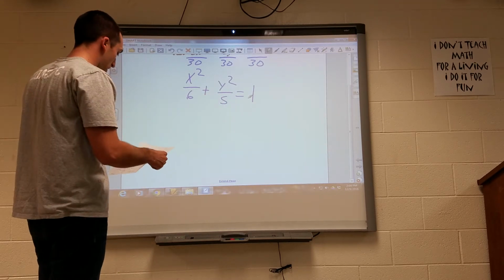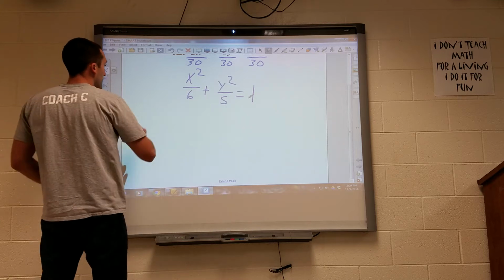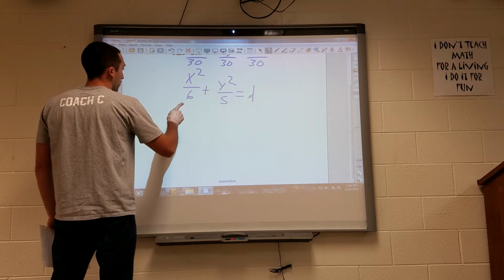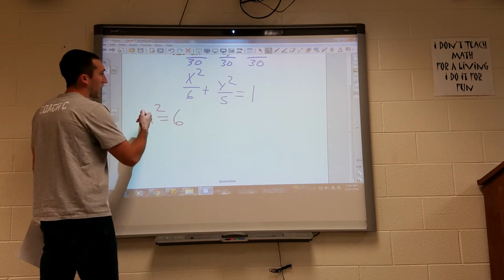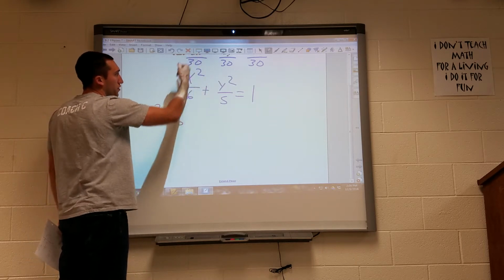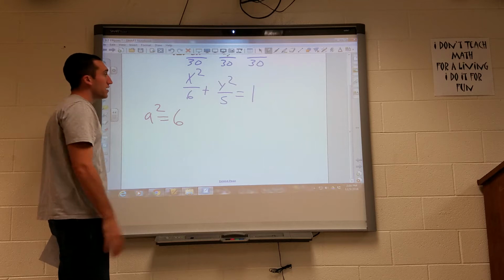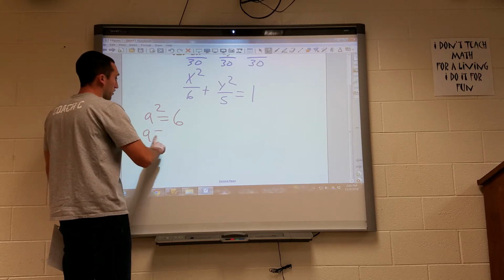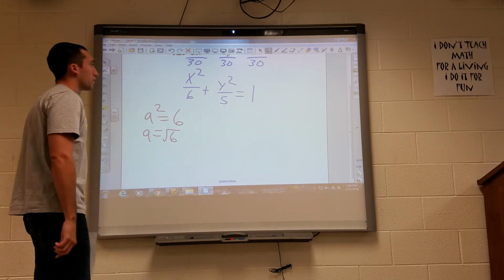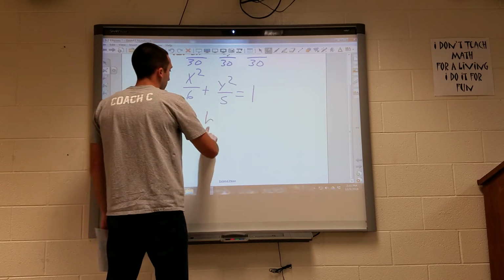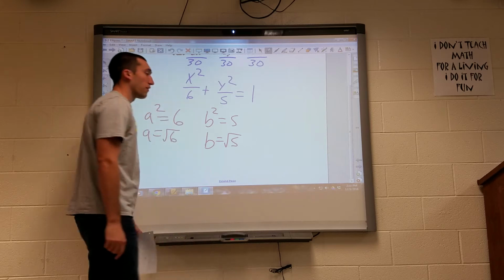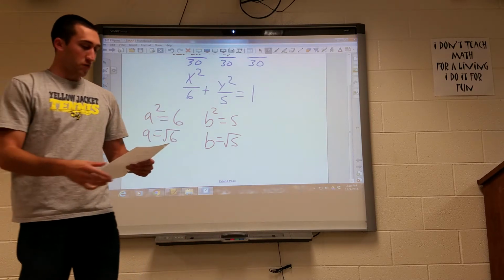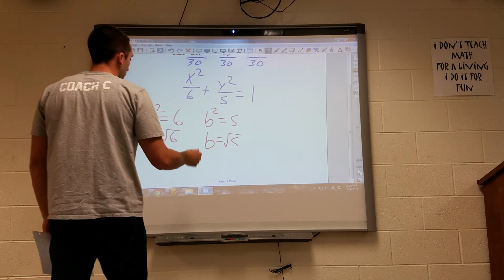So we're going to have to find a. Since a squared, I know this is a squared because it's the larger number, always is my a, is equal to 6, a is equal to square root 6. And I know my b squared equals 5, so I know b is equal to square root 5. So I've got my a and b. Those give me my major and minor vertices.